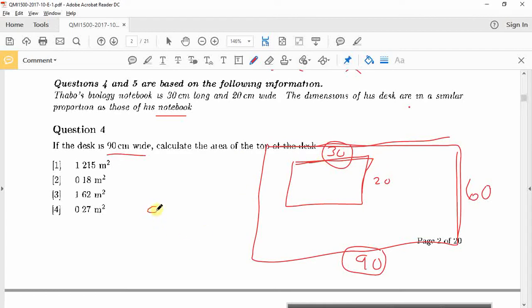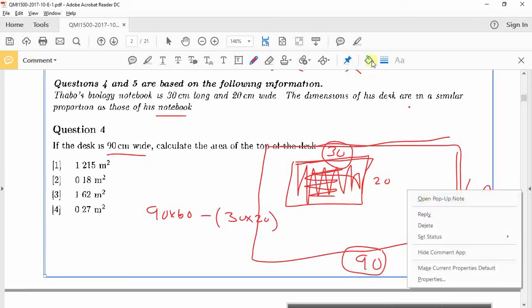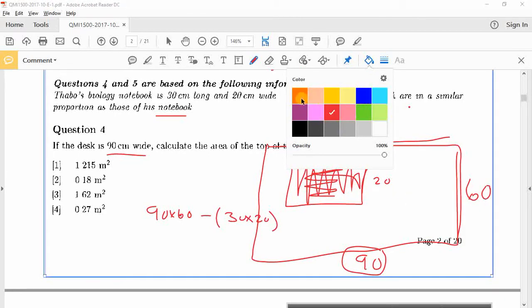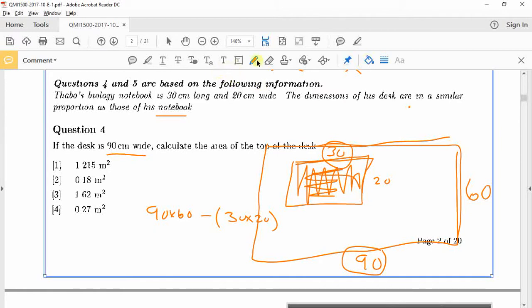So it'll be 90 times 60 minus 30 times 20. Okay, because they want the desk. This is the notebook. They want the area of the desk. Okay, don't do that. It's changing the colors. Okay, but you see what I mean? Yeah. Alright, so whatever that is, on your calculator, work it out. Let's check.